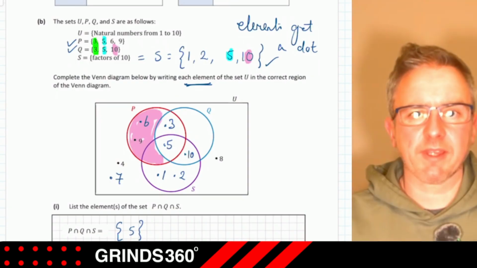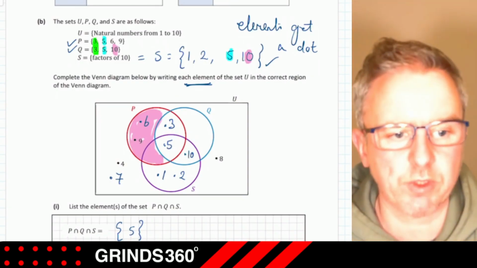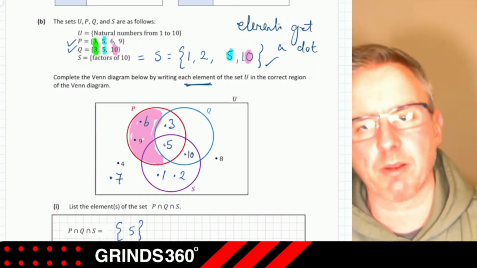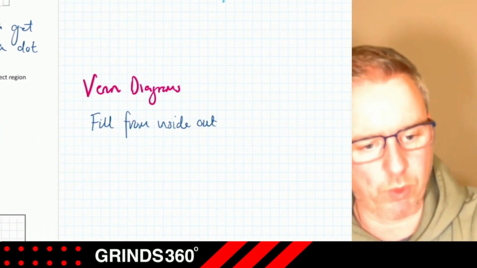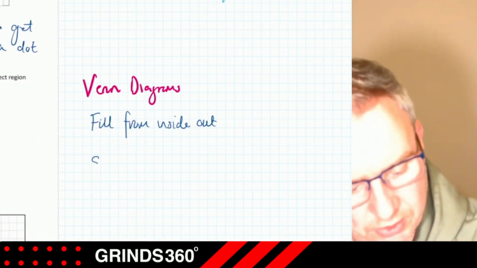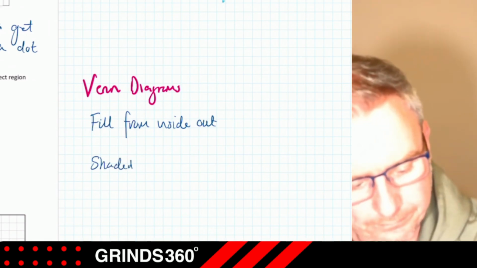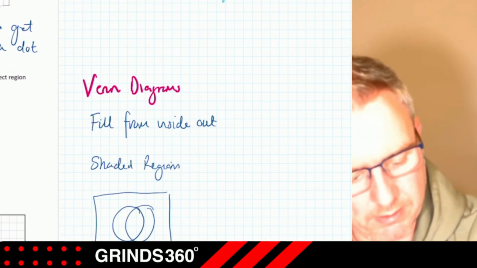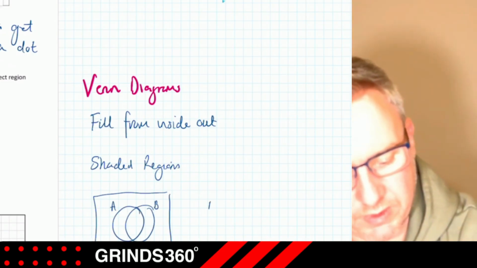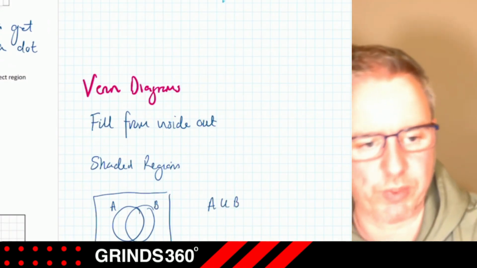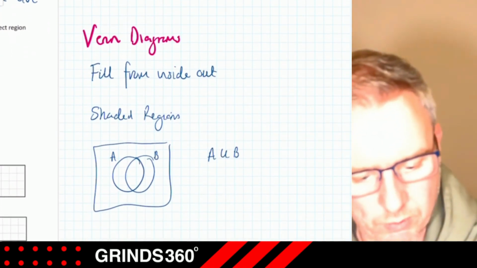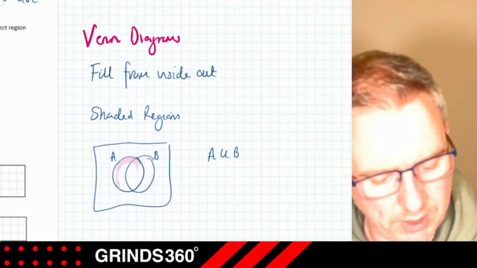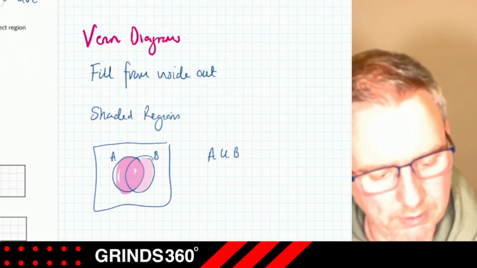Right? Now, think about what they could ask us. So how could they change this around? So on your mock paper, on your 2025 paper, what could they be looking at? The shaded regions, okay? They could come along and say, what's A union B going to look like? Okay, so what would I need to shade in? So A union B, all of A, and all of B.